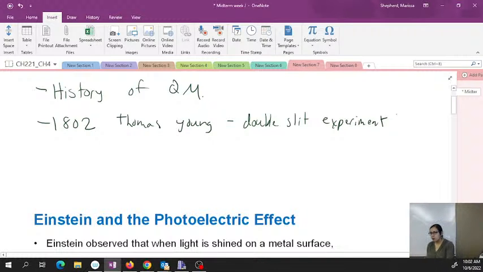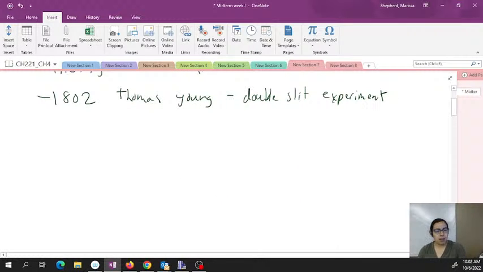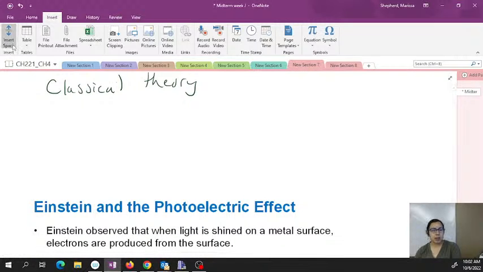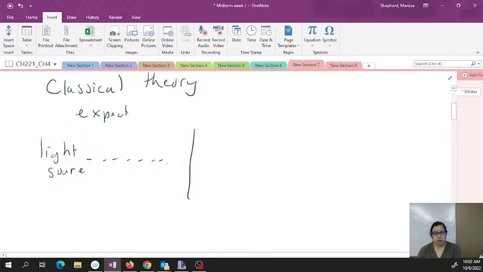At this time, they were trying to figure out, is light a wave or a particle? They were debating back and forth, what is it? And so they thought, okay, let's try this double slit experiment. By classical theory, just assuming that it behaves as a particle, what they expect is you have your light source, and then you have two slits for it to pass through.